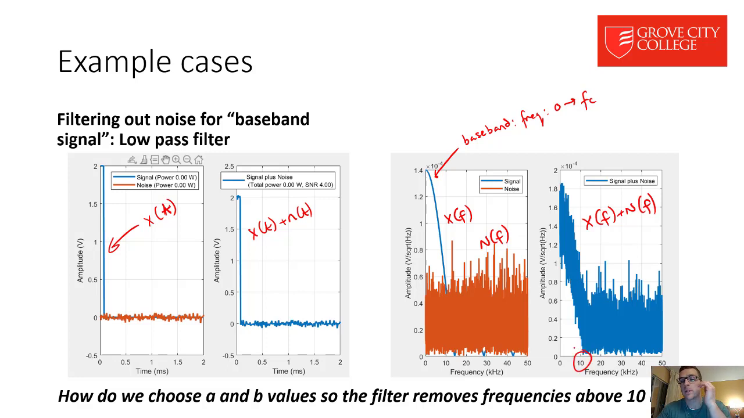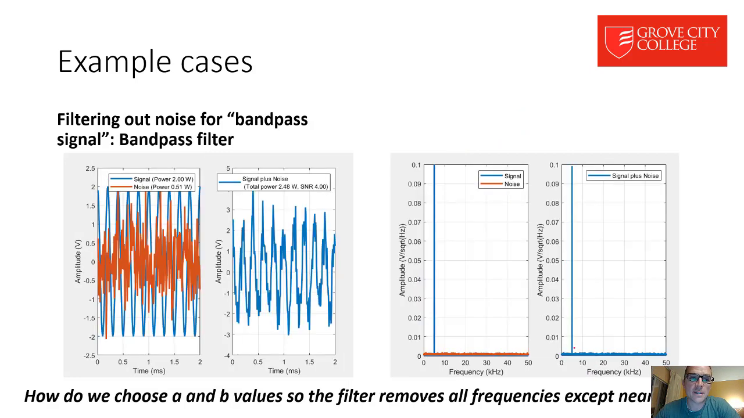So if we wanted to remove some noise from this signal, we can't filter out the frequencies where the signal lives, but we can filter out all the other frequencies, remember? So the question is, what if we wanted to make a digital signal that would remove all the frequencies above 10 kilohertz? That would improve the signal-to-noise ratio.